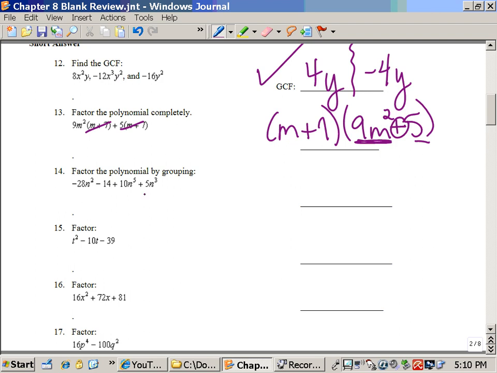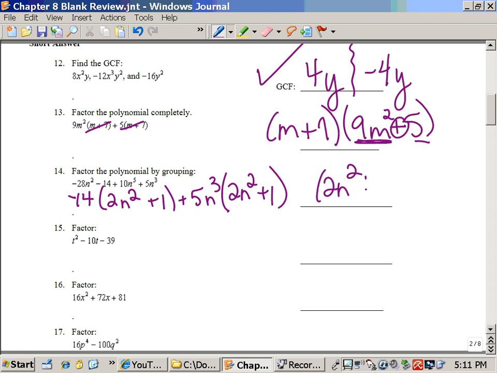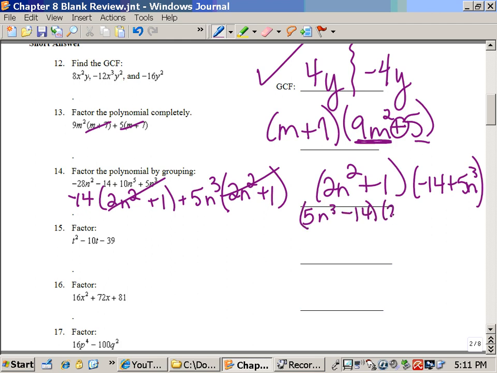Number 14, I have to take out greatest common factor. I have a negative 14 here. I'm left with 2n squared plus 1. On the second half of the problem, they both have a 5n to the third. That also leaves 2n squared plus 1. If I write down the 2n squared plus 1, and then I have left over negative 14 plus 5n to the third. Or you could write it like this, 5n to the third minus 14 and 2n squared plus 1.